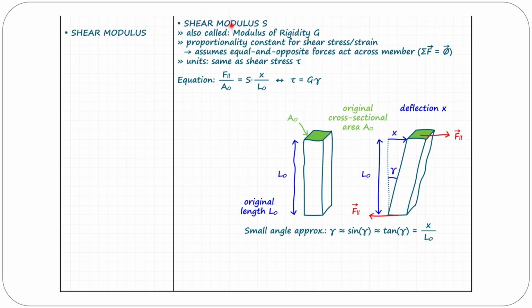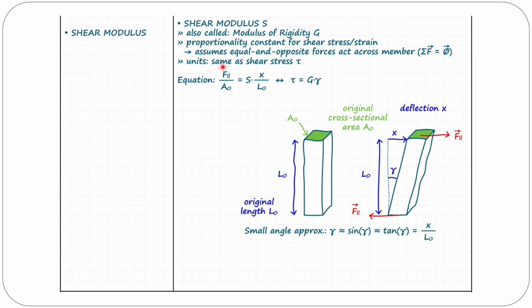Our shear modulus is the proportionality constant for this shear stress and strain. This shear modulus is also called the modulus of rigidity with a capital G. You'll see that in your engineering courses. And it assumes equal and opposite forces acting across the member. So we looked at one force acting parallel to the cross-section, and there'd be another force acting at the other end, so that these two forces cancel each other out. There's no net force making the member move. There's just a net torque, we'll see, that is causing the top of the beam to be deflected.